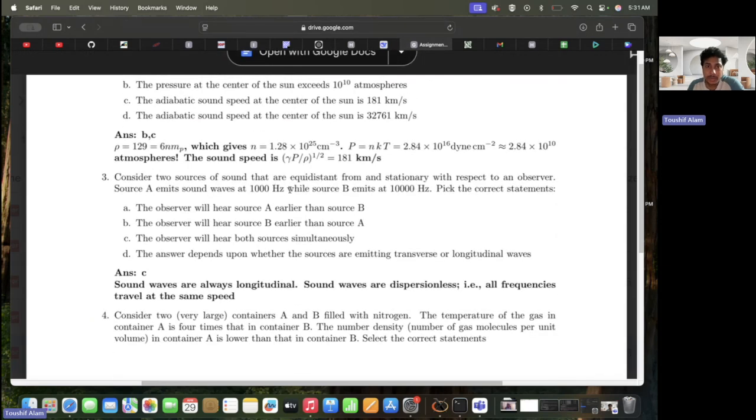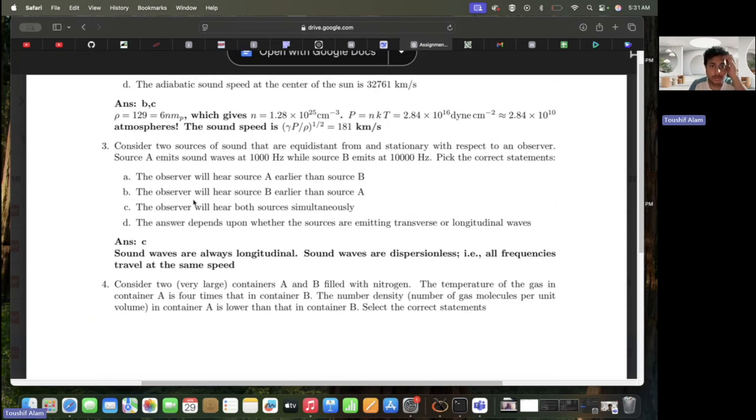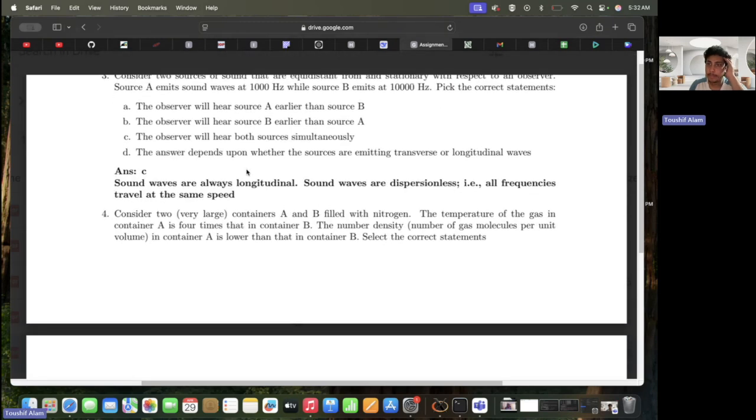Consider two sources of sound that are equidistant from and stationary with respect to an observer. Source A emits sound waves at 1000 Hz while source B emits at 10,000 Hz. Pick the correct statement. The observer will hear source A earlier than source B. The observer will hear source B earlier than source A. We know that this is a Doppler effect option. Sound waves are always longitudinal. Sound waves are dispersionless. All frequencies travel at the same speed. So the observer will hear both sources simultaneously. Okay, so they are equidistant.